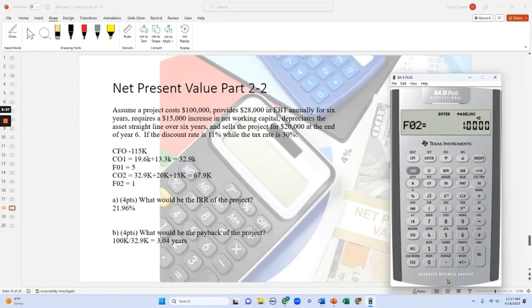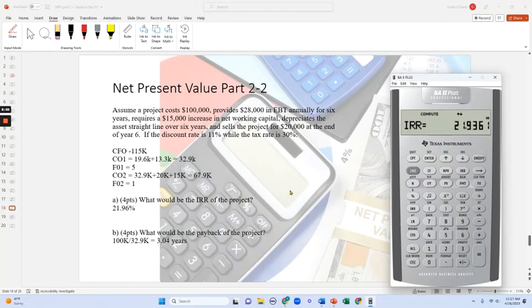So now what would be the internal rate of return? I want you to notice IRR stands independent of our cost of capital of the firm. The project just is what it is, and it earns what it earns. And the internal rate of return on this, when we compute it, is actually 21.96% there. So almost 22%.